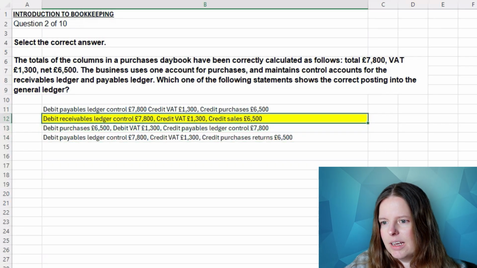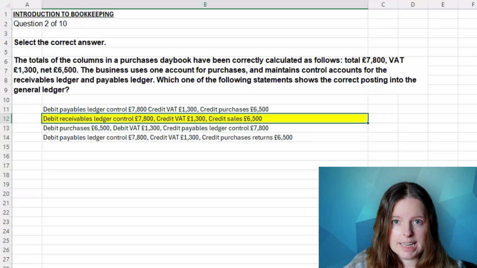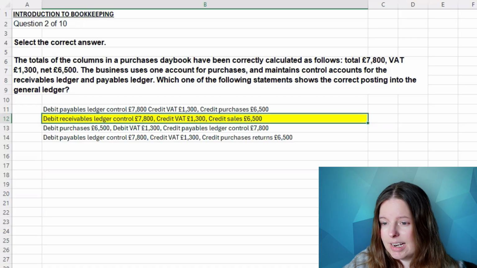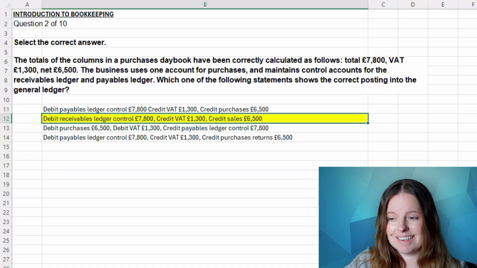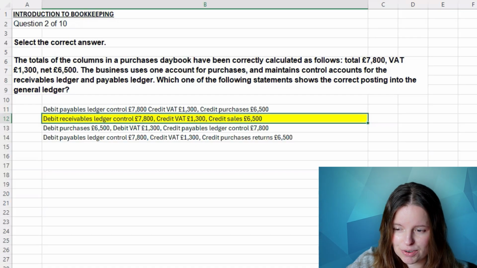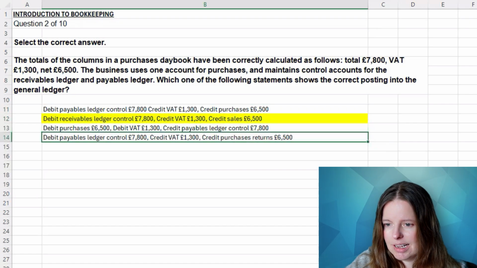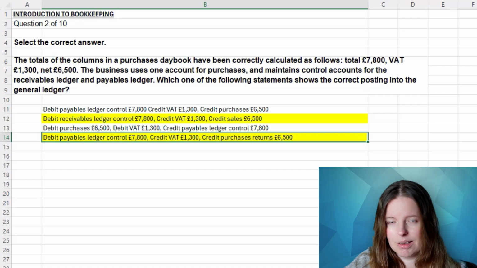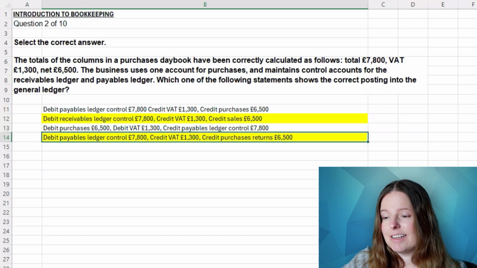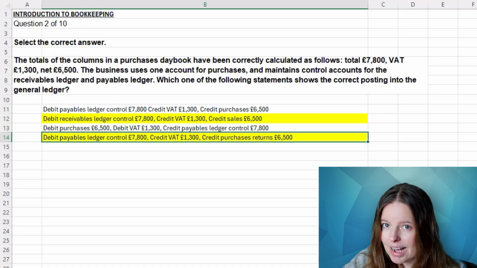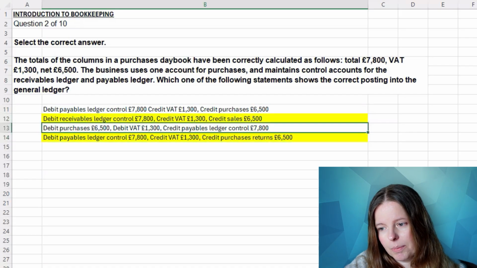That's gone. Now we're not dealing with purchase returns here. In the question, again, look at this in detail, it doesn't mention anything to do with returns. So if we're just scrolling through these at a glance, we can get rid of the bottom one because we don't need to look at credit and purchase returns. We're not posting to there. It's not applicable. So it therefore has to be either this one or this one.